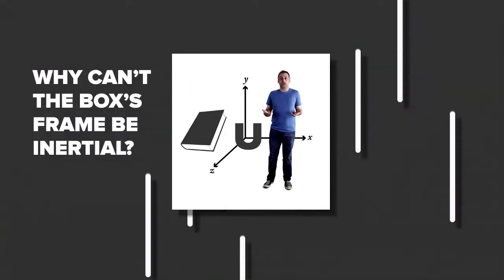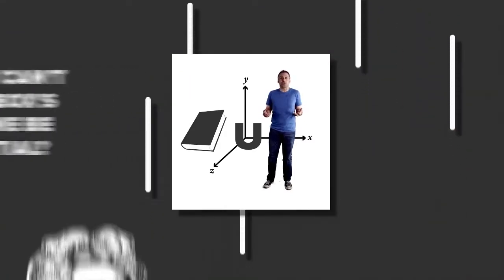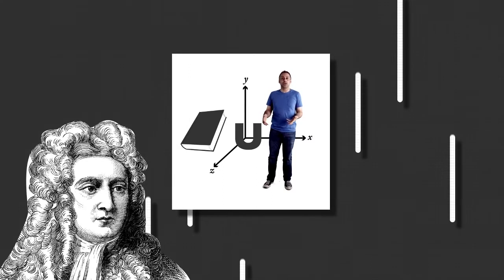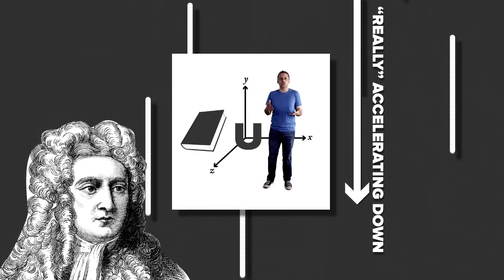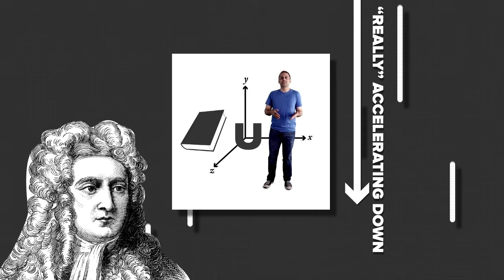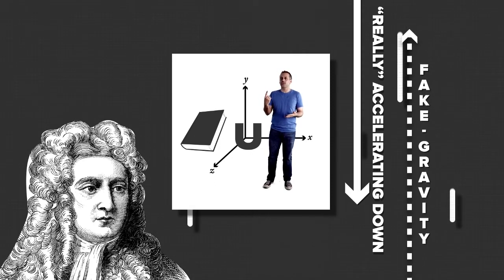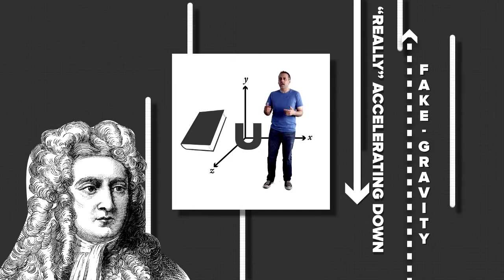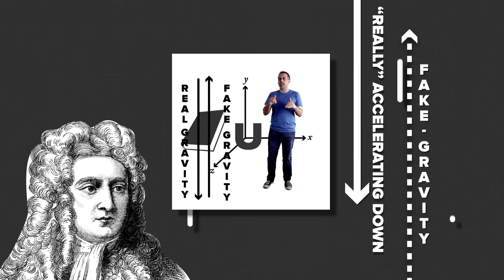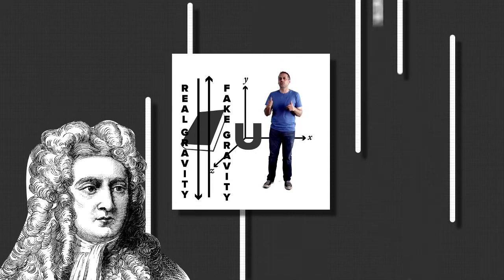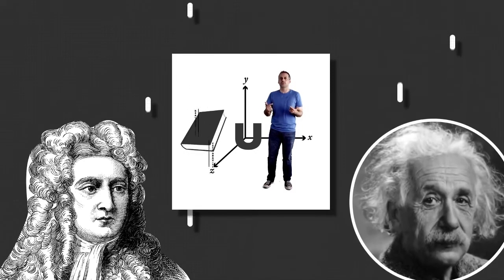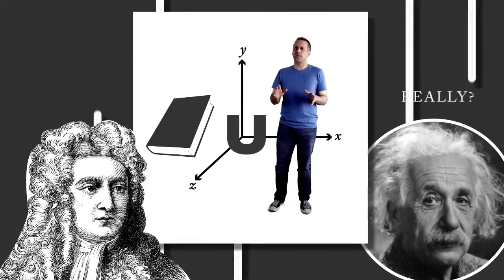Well, because, Newton says, that frame can't be inertial. It's really accelerating downward at 9.8 meters per second squared. The interior just seems like 0g because the downward acceleration acts like a fake extra upward gravitational field that, from the perspective of the box, just happens to exactly cancel the real downward gravitational field of Earth. By coincidence. Really, Newton? Really?